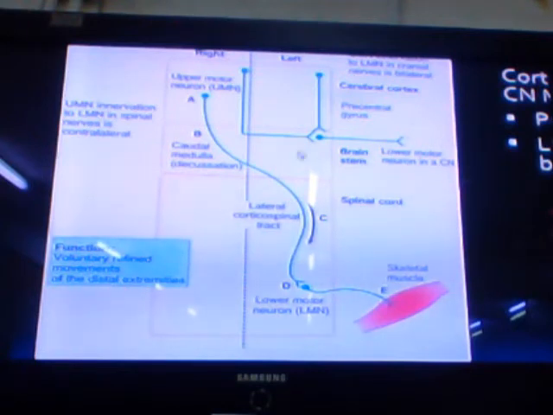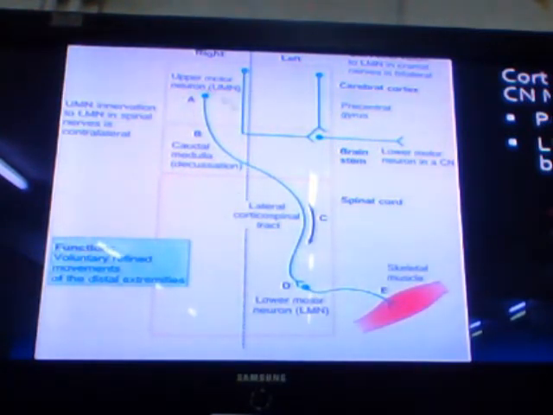Each nucleus has bilateral innervation. So for example, your oculomotor nucleus, which is located in your midbrain, will get input from both the right side of the cortex and the left side of the cortex. And that's a generalization of all of your bulbar nuclei, except one. So you follow that concept?